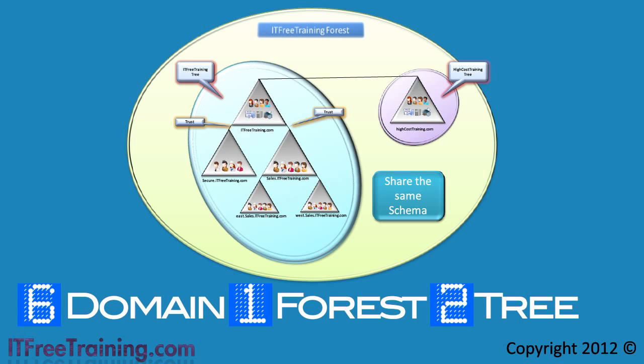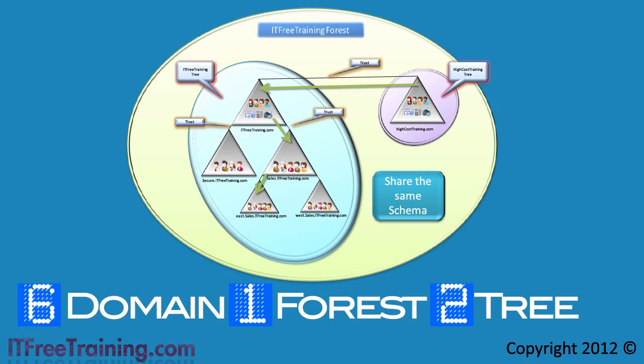The advantage of having a forest is that all domains in the forest also have trust relationships generated automatically. As shown here, a user in high-cost training could access a resource in east.itfreetraining.com. The trust relationship is automatically created between parent and child domains and between trees in the forest. Assuming the user in high-cost training has access, they can access any resource in any domain in the forest. This brings up the question, how does one find items in the forest?